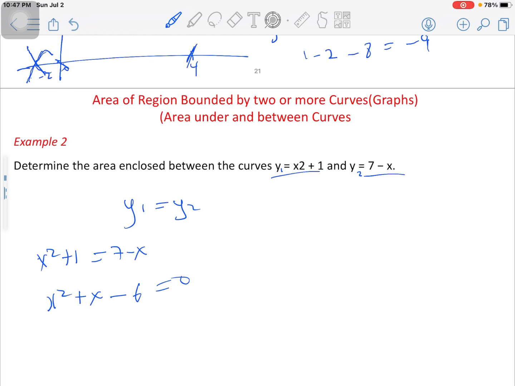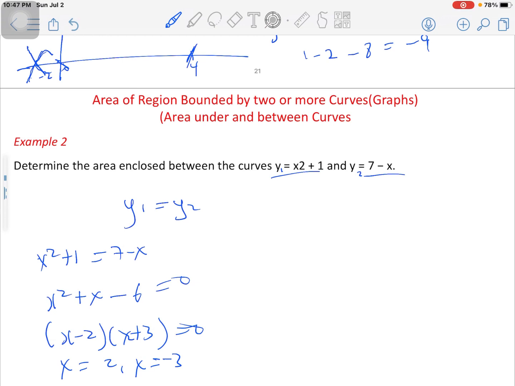So based on that, I can factorize the quadratic equation. We are going to get (x minus 2)(x plus 3) equals 0. Therefore x equals 2 and x equals negative 3. So at the end of the day, x equals 2 and x equals negative 3. Now that we have the roots of this equation, it means that we have found the meeting points of the two functions.